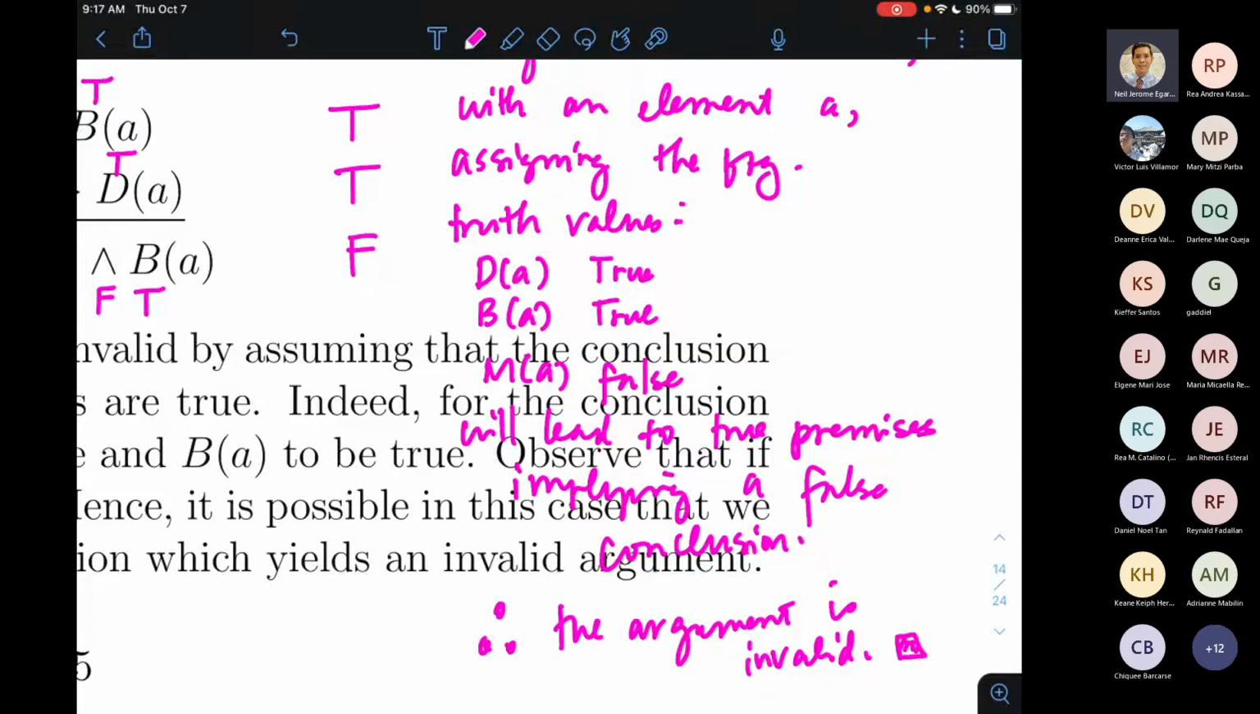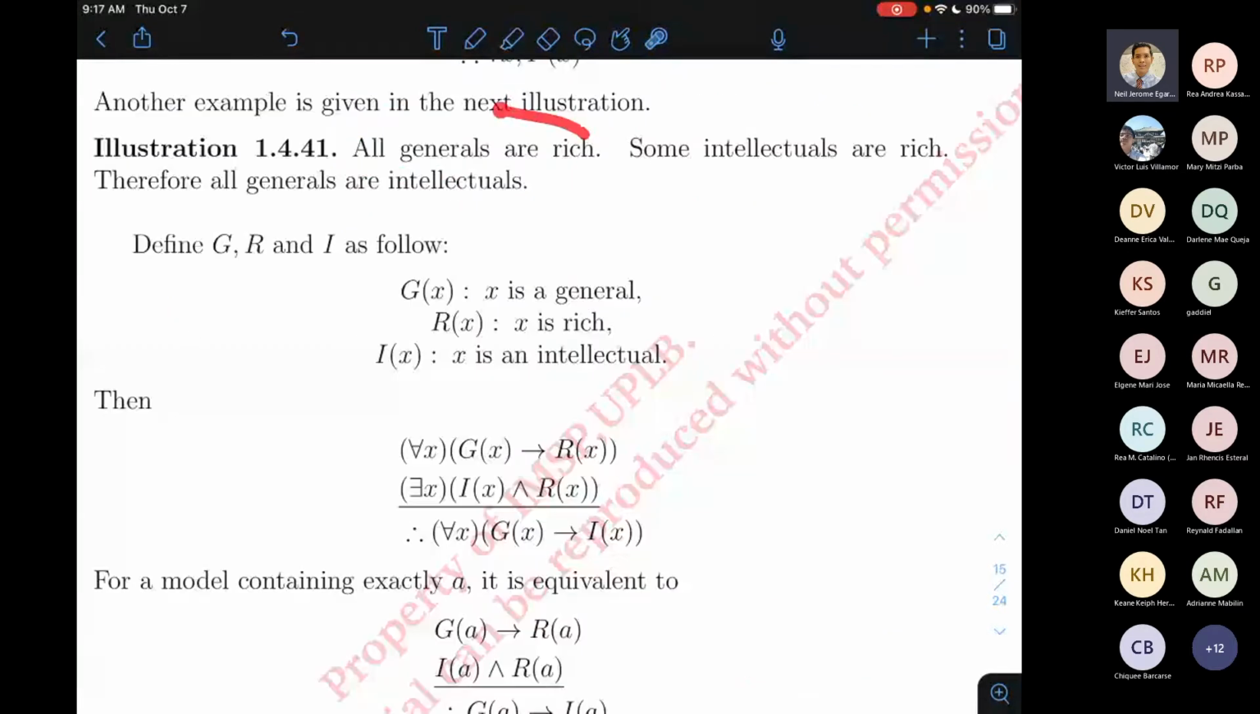So example 41. So example 41, we have the following statements. All generals are rich. Some intellectuals are rich. Therefore, all generals are intellectuals. So we have the following variables used. G of X, X is a general. R of X, X is rich. I of X, X is an intellectual, right?